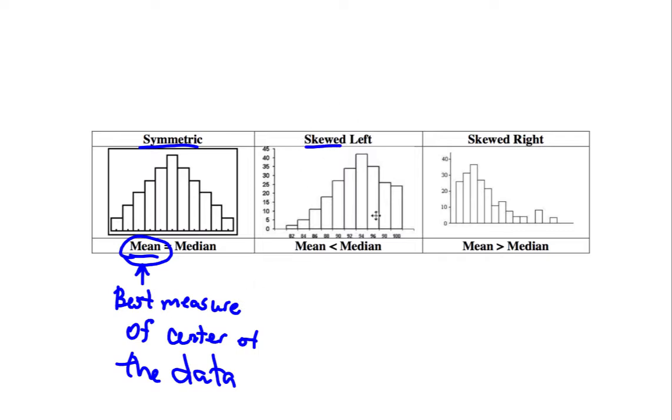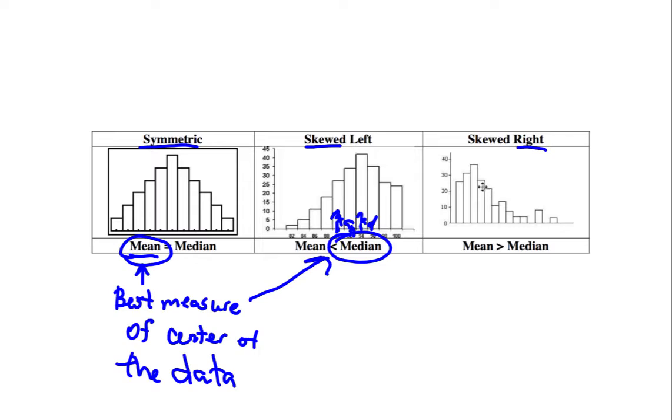If our data is skewed left or skewed right, we're looking at skewed left, our mean will be pulled toward the tail of the graph. So our median will be closer to the center of the main body of our data, and our mean will be moved toward the tail. So we would say our median is the best measure of center for this data.